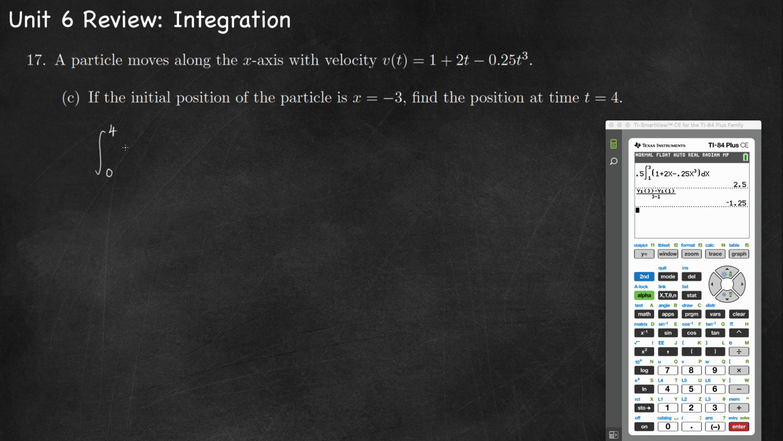We can add that together and then get our final position. So we're going to integrate velocity to determine the change in position. And that's going to give us the position at 4 minus the position at 0. Okay, so I still have my velocity equation entered in y1. So on my calculator, I'm going to use math 9 to integrate from 0 to 4.